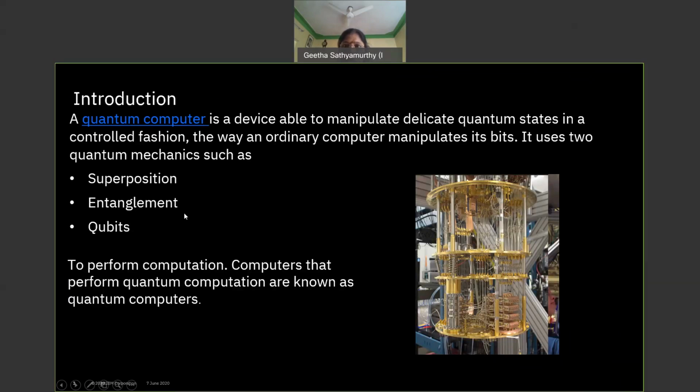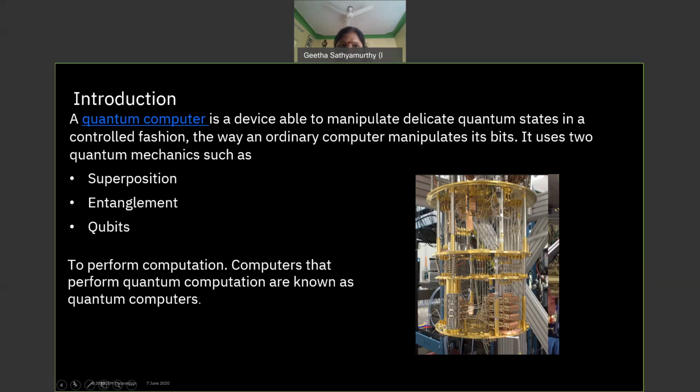You can also see this particular object here, which is an integrated quantum computing system, housed in a 9 by 9 by 9 feet airtight glass tube that properly maintains the environment variables. This is how a quantum computer looks.